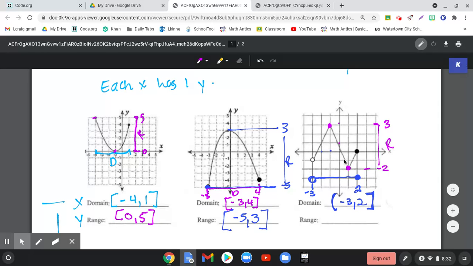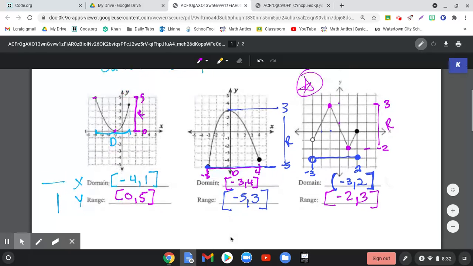But right here, you see that there's no gap in it, so you don't want to have the parentheses. So your range goes from -2 to 3. Again, don't worry about that one. Won't see it come up too often.